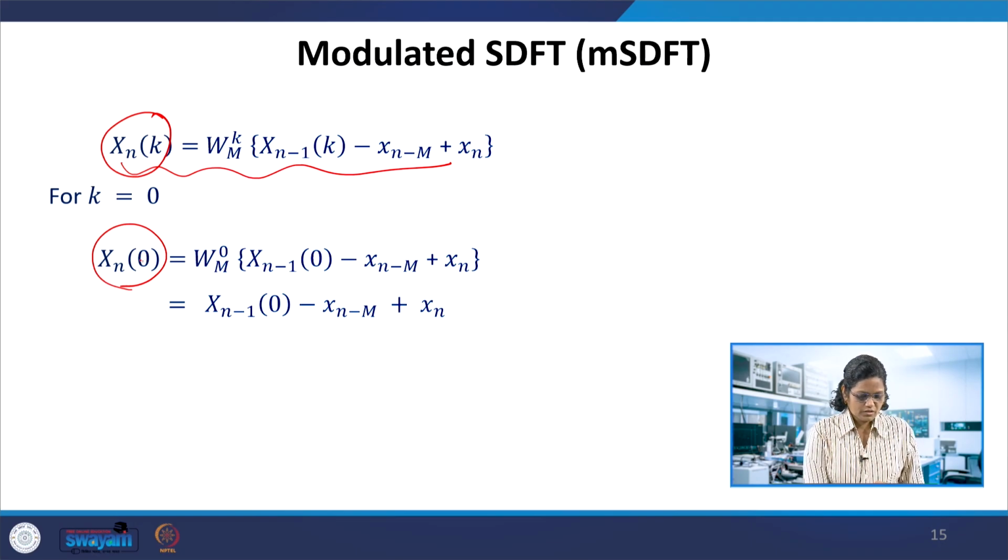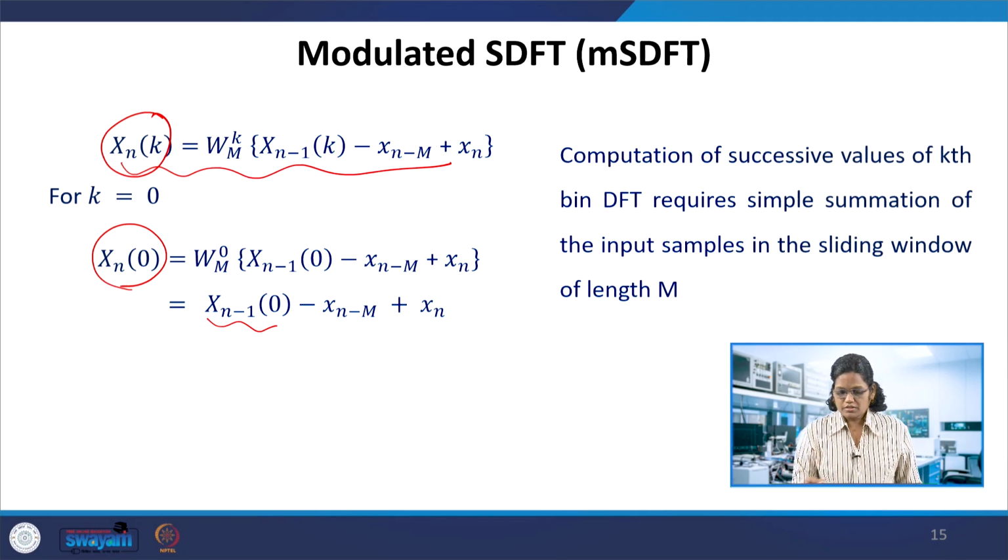For the DC bin, X_n[0] equals X_{n-1}[0], that is the previous instant's kth bin, that is the 0th bin, plus subtraction and addition. So this doesn't involve any twiddle factor in the calculation. Okay, so that's clear, that the twiddle factor can be avoided simply if we push any of the bins to the 0th bin, the DC bin.